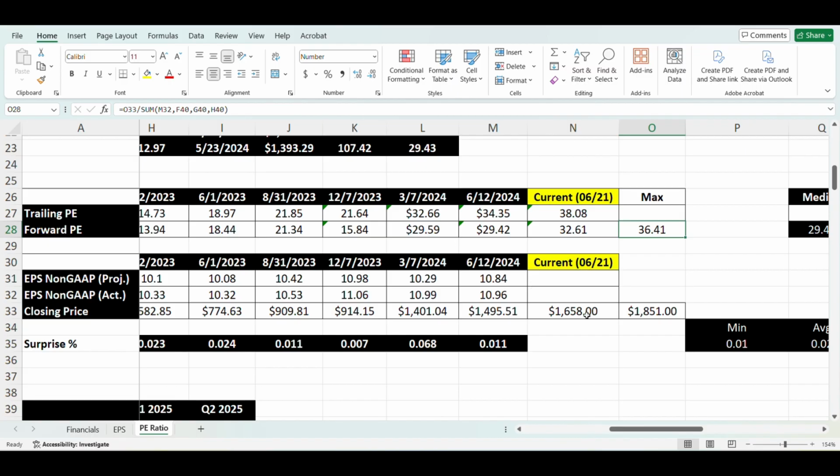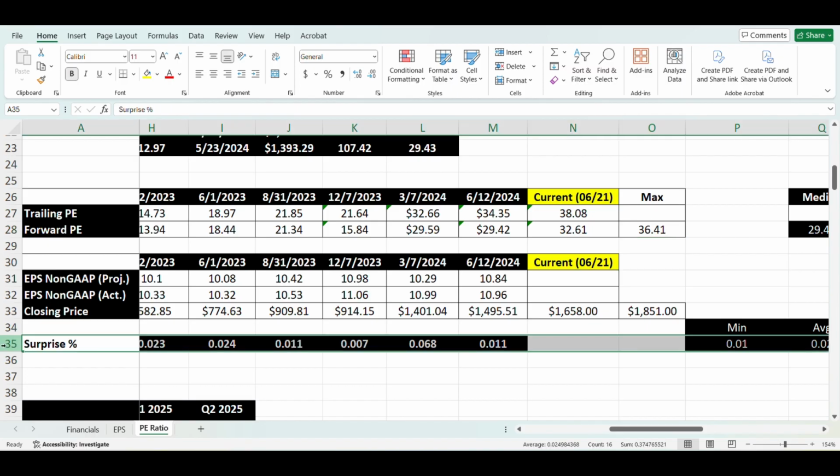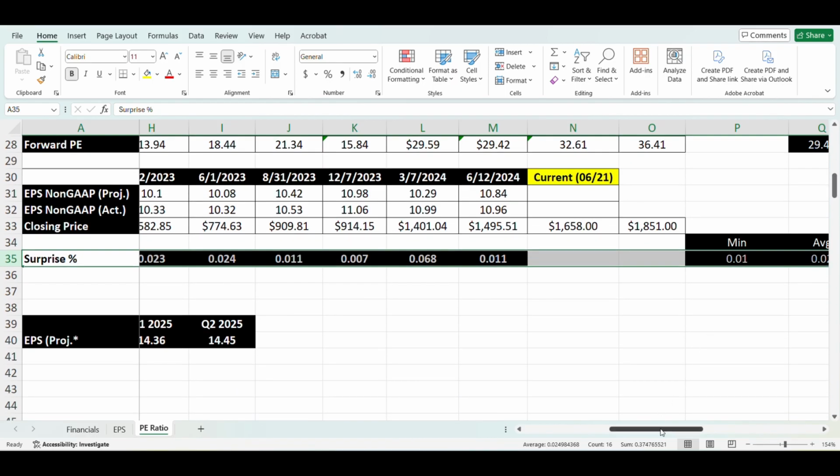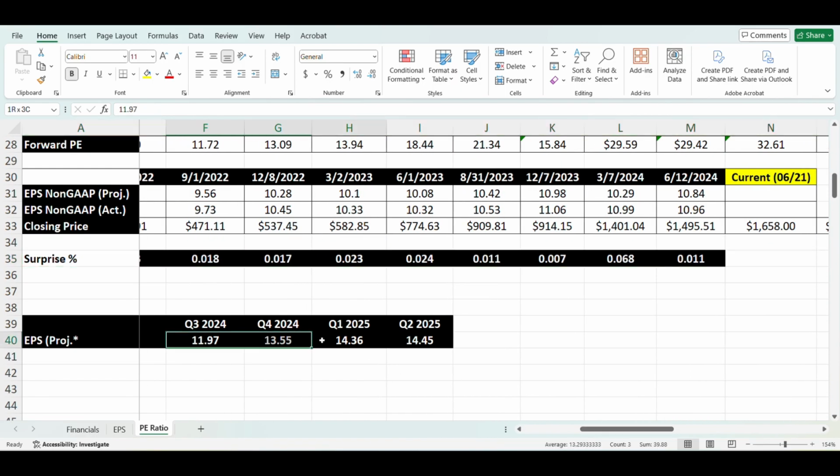I have another table that has the earning projections and the actual historical data for the last 12 quarters, and also the earning surprise on those 12 quarters. And the other table I have is earning projections for the next 4 quarters.